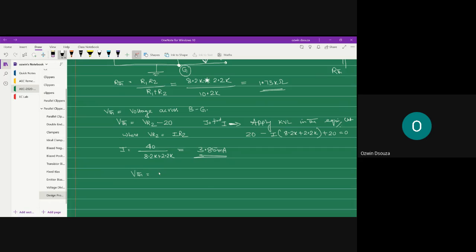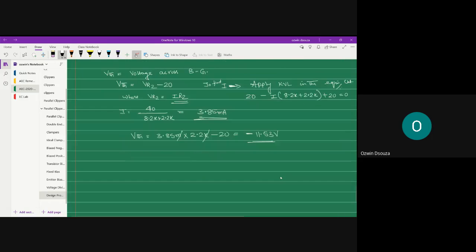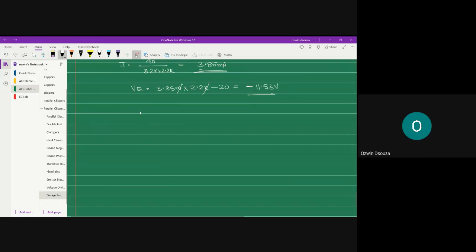Now you can find VR2. VTH is nothing but VR2 minus 20. What is VR2? I into R2. So I is 3.85 milli into R2, which is 2.2K, minus 20. Milli and kilo get cancelled, so you will get VTH as negative 11.53 volts. Once you have VTH, you can reconstruct the original network.